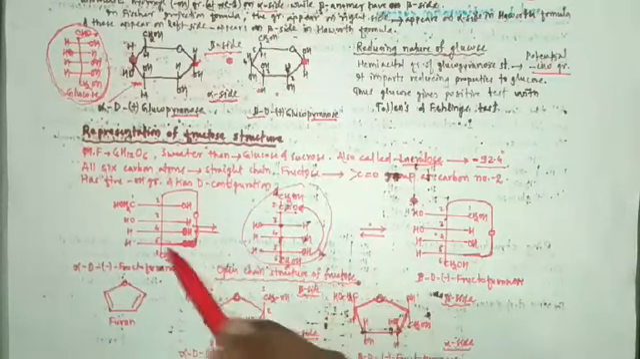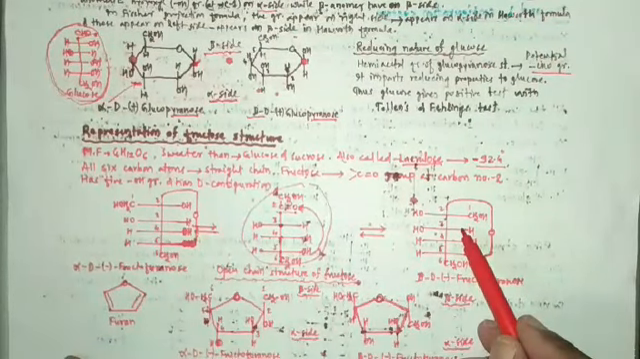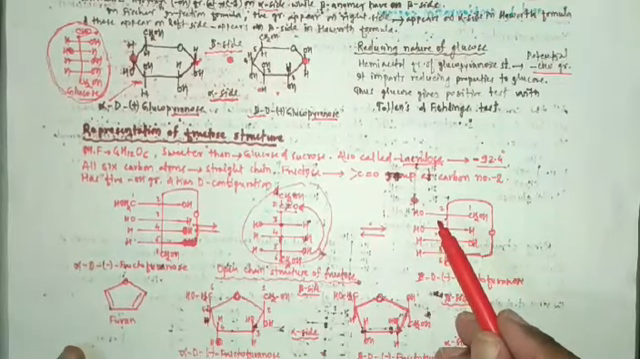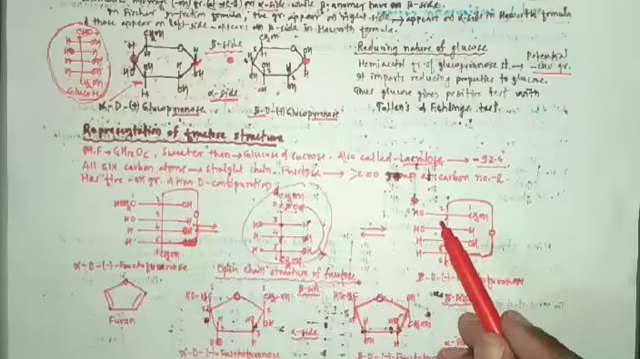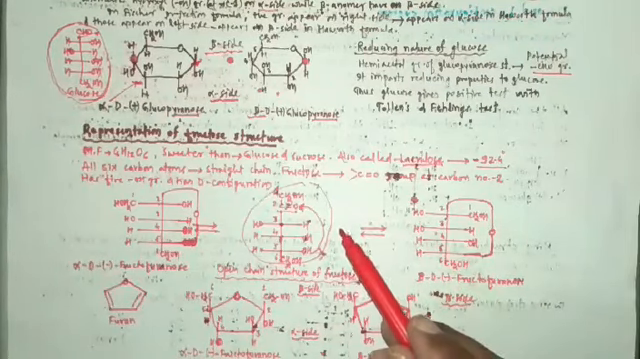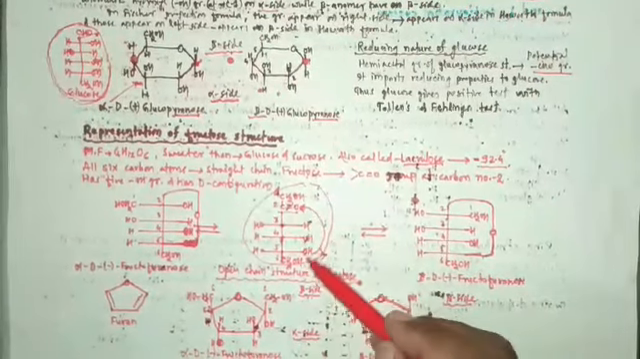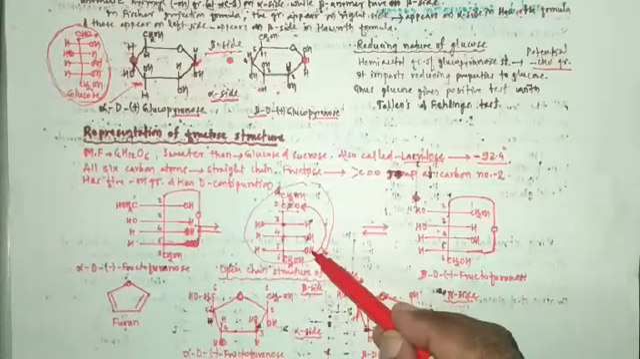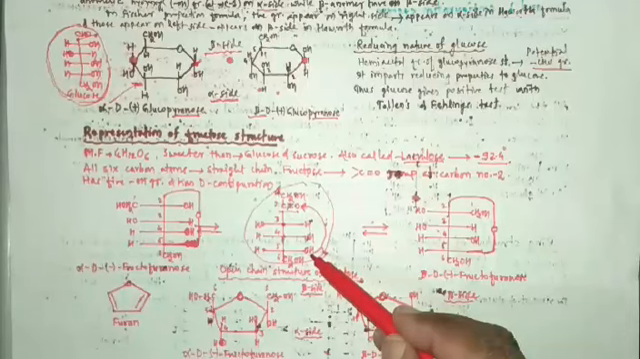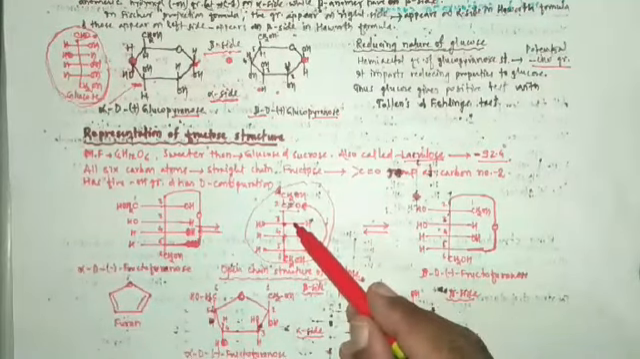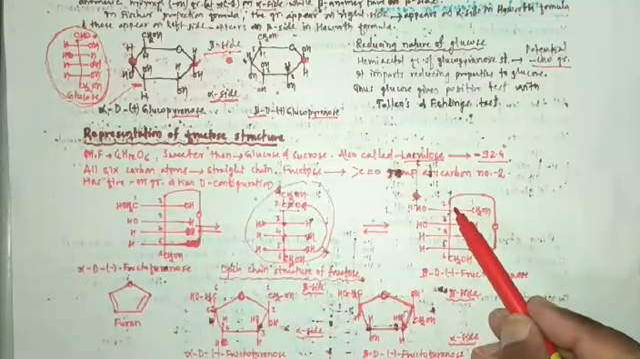So these two are the cyclic structures of fructose. The cyclic structure of fructose can be formed by a reaction between the ketonic group and the hydroxyl group present on the 5th carbon atom. In this way such structures are formed.